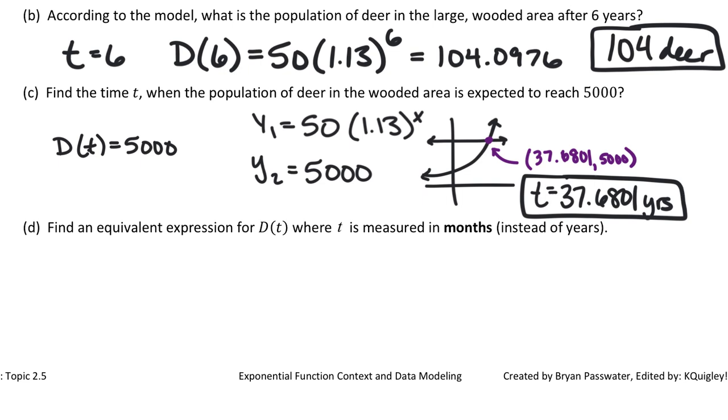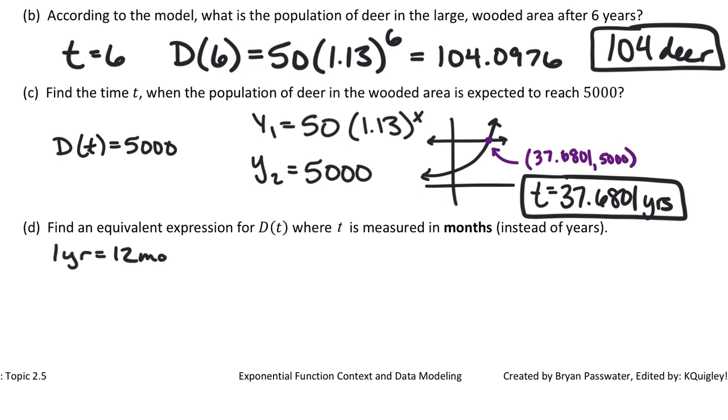This is like a push question. It says, find an equivalent expression. That's key, that we're using the things from last class from 2.4. Find an equivalent expression for D of t where t is measured in months instead of years. So our problem right here, our t value is measured in years. So just as a bonus, 1 year is how many months?